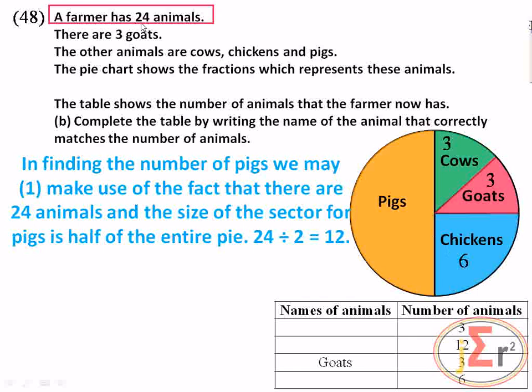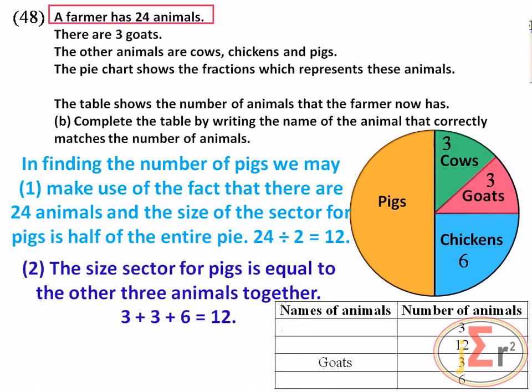And what is the total number? 24. What is the half of 24? 12. Right. So in order to determine the number of pigs, we say 24 divided by 2, and the result is 12. And that's the number of pigs that we had to begin with.